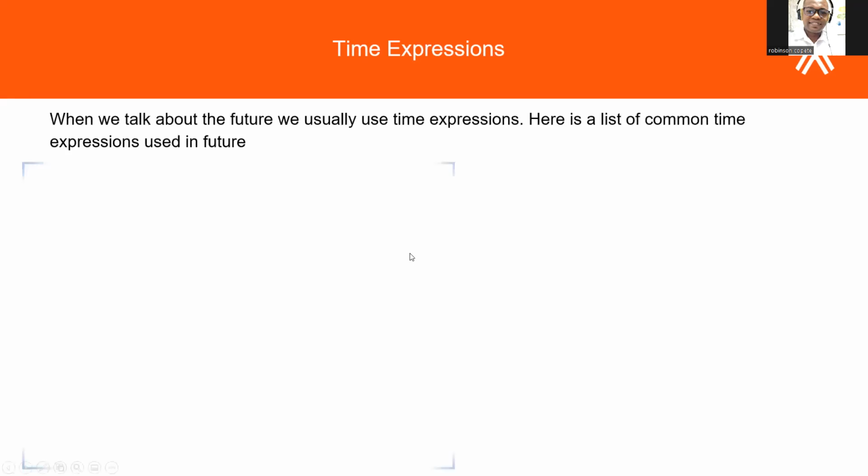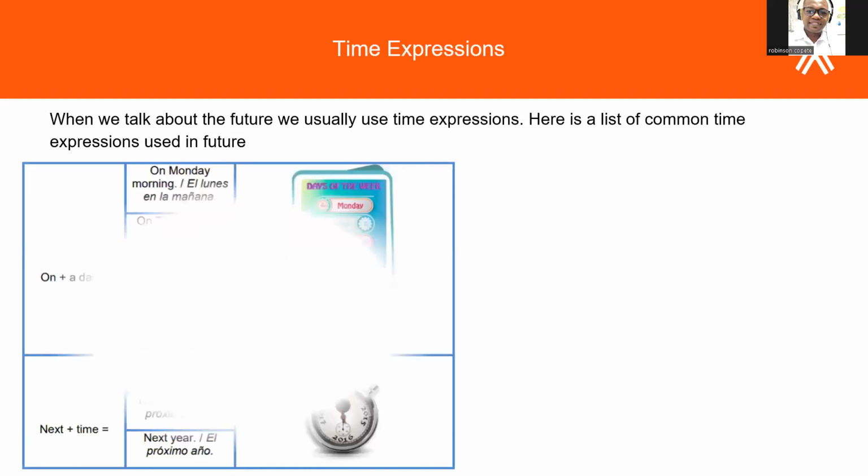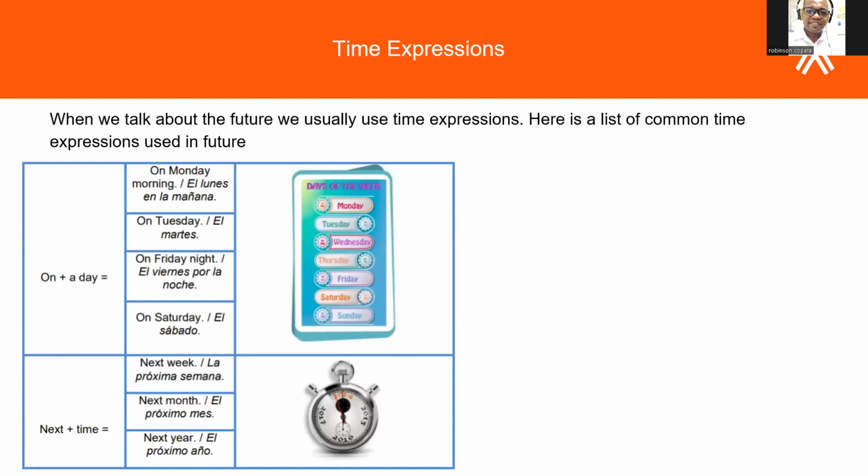Aquí tenemos entonces una time expression that you should know, because remember that you need to complete the exercises properly. And for that, you need to know the time expressions, because they need to be placed at the end of the sentence. When we talk about future, we usually use time expressions. Here is a list to show you guys on the screen. There you go. For example, on plus a day equals on Monday morning. Recuerden que siempre que se vaya a hablar de los días de la semana, se debe emplear la preposición on antes de. ¿Listo? Siempre. No puede aparecer un día de semana sin la partícula on. On Monday morning, on Tuesday, on Friday nights, on Saturday, next week, next month, next year.